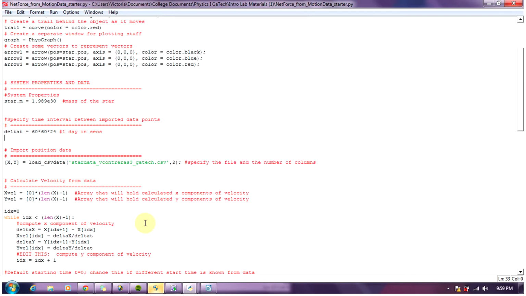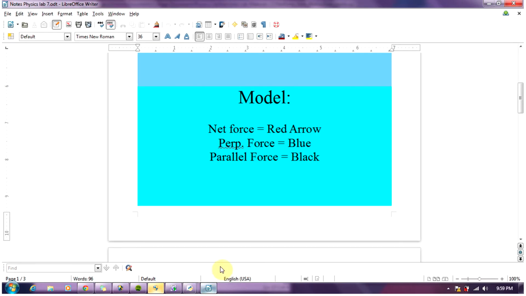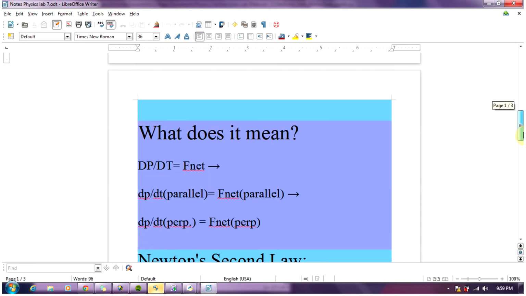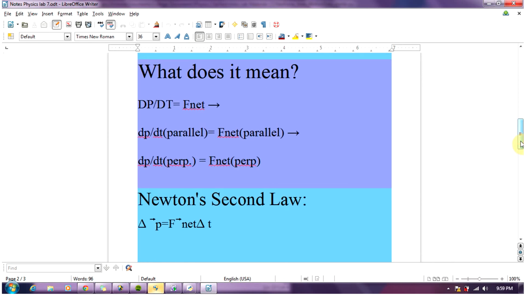So that is the actual model data, but what does it all mean? As I was saying earlier, we're looking at our parallel net force, our perpendicular net force, and just our net force in general. One of the things you'll notice is that dp over dt, as I said earlier, is Newton's second law of motion, which lets us know that net force and dp over dt are equal to each other.